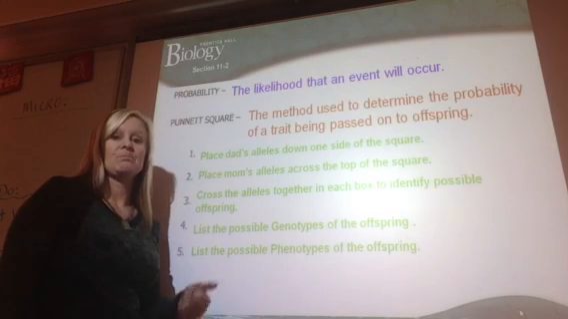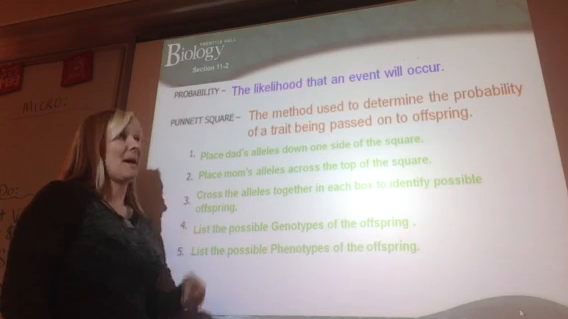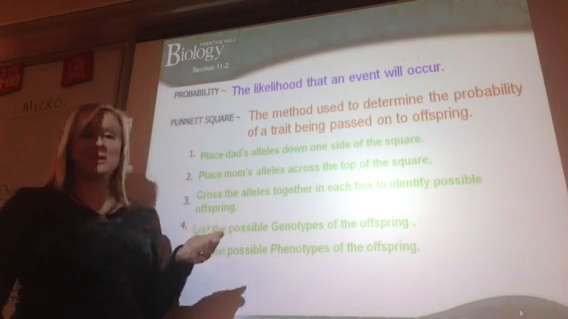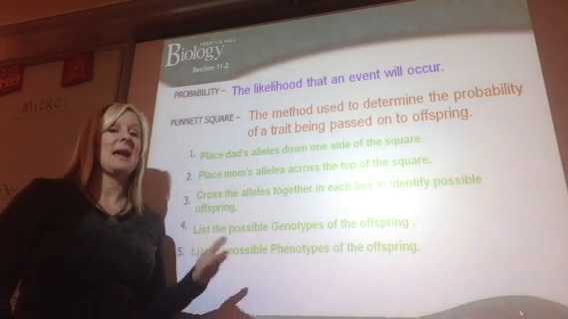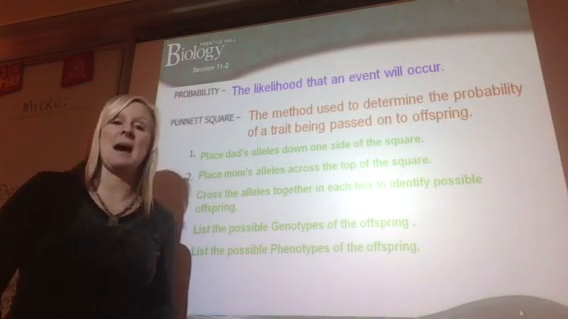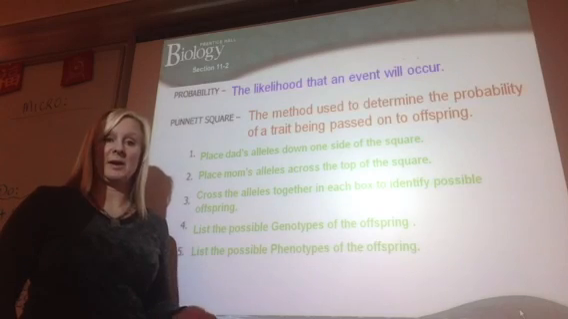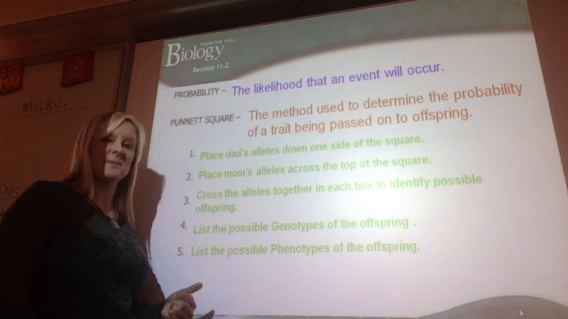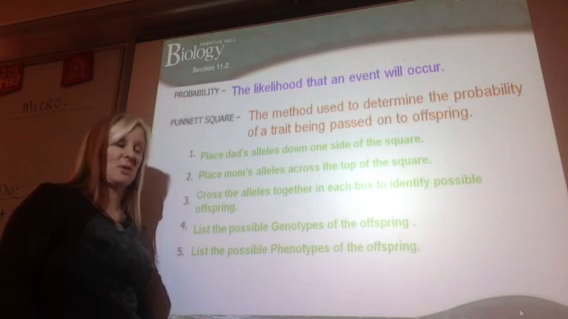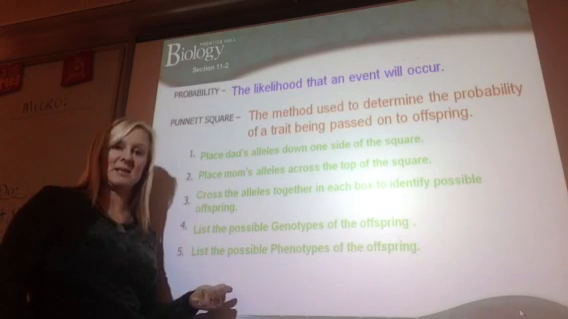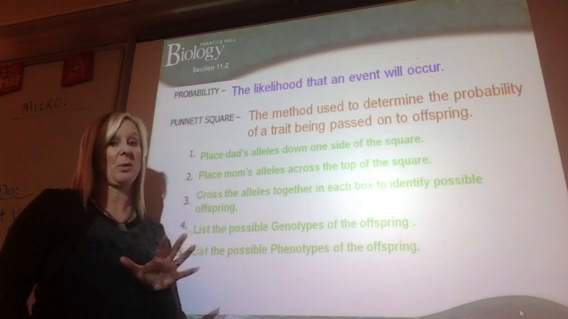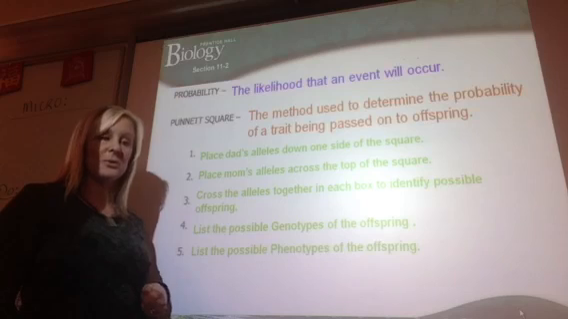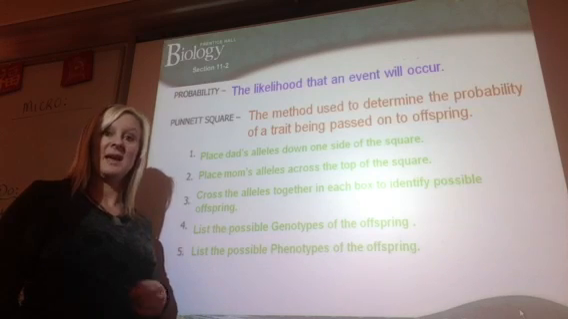A Punnett square is the method used to determine the probability or the likelihood that an event, in this case, a trait, is going to be passed on to the offspring from the parents. So how do we determine that? Well, there are these basic steps, and what I want you to do is focus and write down these 5 basic steps. Maybe you've worked with Punnett squares before, maybe you haven't, okay? So take a moment right now, go through, record these 5 steps, and then we're going to go on.